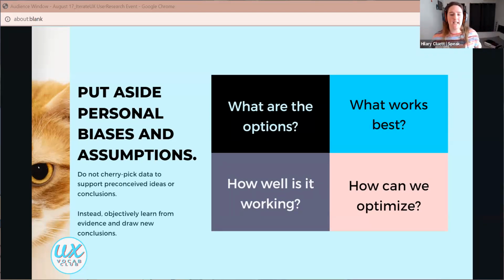So those are always things that you can come back to and make sure that whatever testing methods you're using are aligning with those 4 questions. So what are the options? What works best? How well is it working? How can we optimize? And then, like I said, you're going to have different testing methods. I love guerrilla testing.